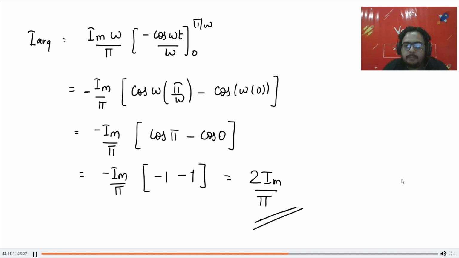Beta, the value of T by 2 is pi by omega. Previous slide, yes, I can go back to the previous slide.